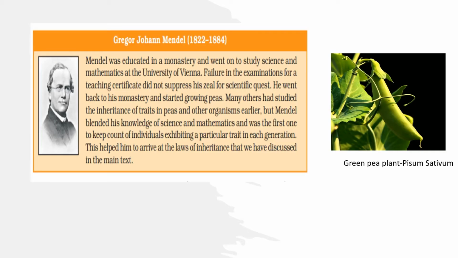Gregor John Mendel, he was a monk. He studied science and maths at University of Vienna. He was the person who formulated laws of inheritance. He could do so because he grew garden pea plant and he was able to find out why a particular trait was exhibited in each generation by the garden pea plant.